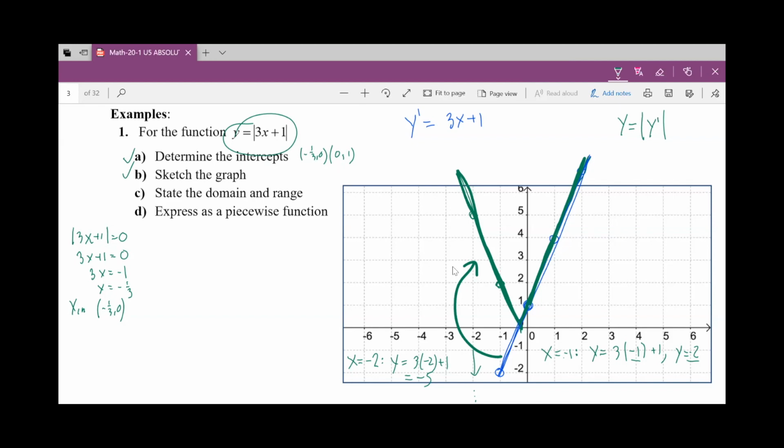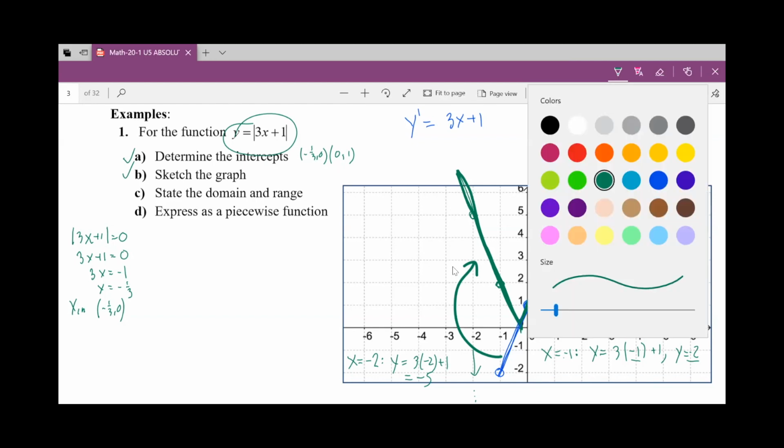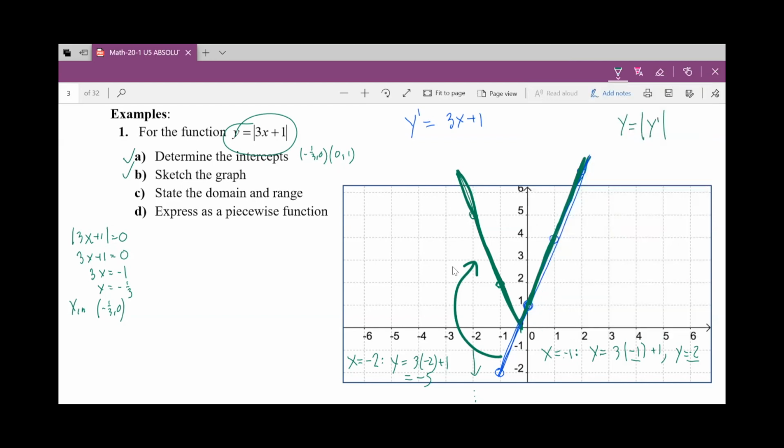So now we have to state the 2 piecewise parts of the absolute value of this curve. And they're going to look like this. There's going to be a part where x is greater than or equal to negative 1/3. And the equation of that line for where x is greater than or equal to negative 1/3 is simply going to be 3x plus 1.